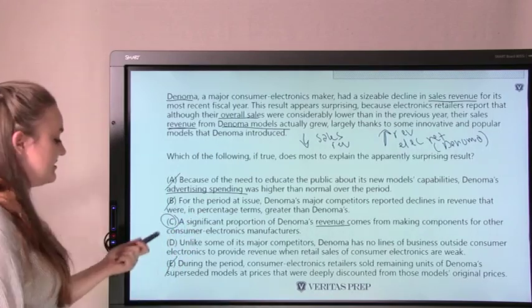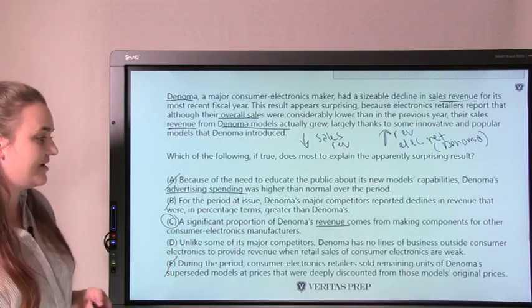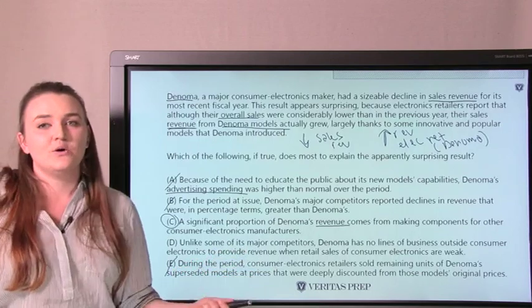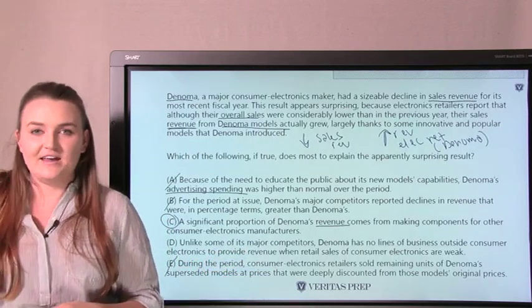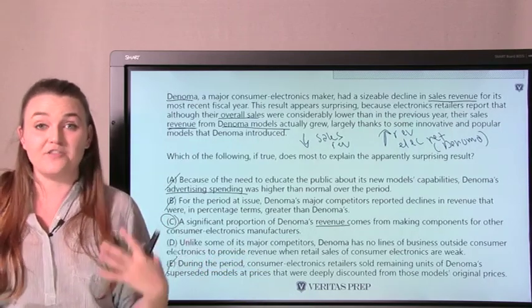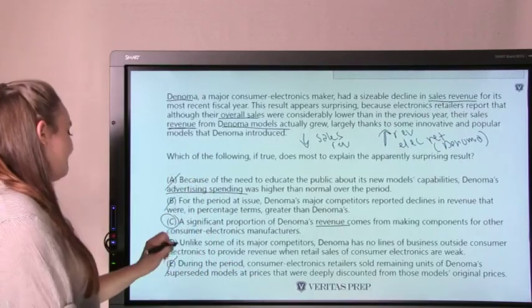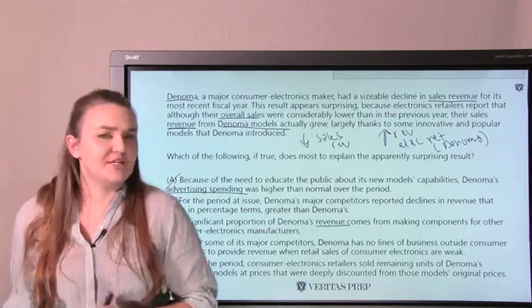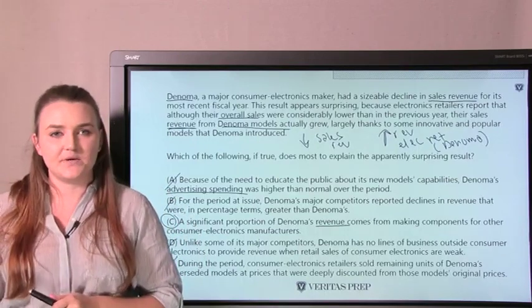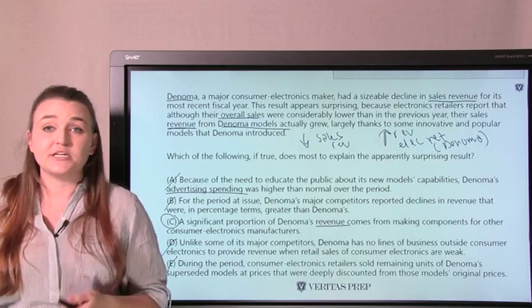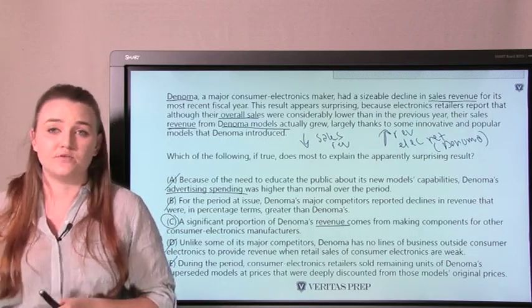And if we circle into D, right, unlike some of its major competitors, they have no lines of business outside of consumer electronics. Well, no, we specifically needed an element to where they have some other line of sales, and that other line of sales is suffering. All right, questions, comments, concerns for me on this one. I will say there was quite a bit more dispersion among the answers on this particular case, so I want to make sure everyone's feeling really comfortable.